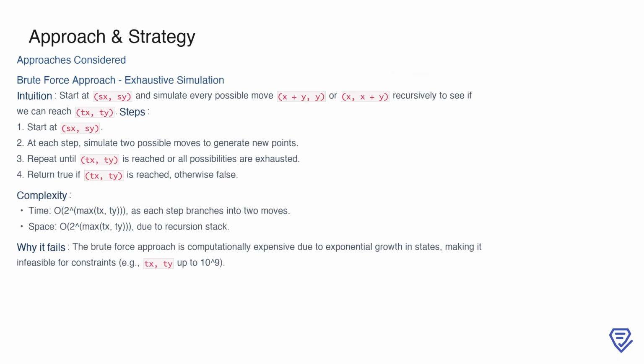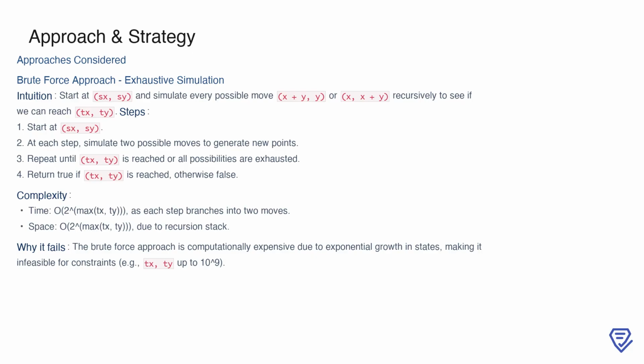To solve the reaching points problem, we initially consider a brute force approach. The intuition here is fairly straightforward. Start at the initial point, Sx, Sy, and simulate every possible move by applying the two transformations, x plus y, y, or x, x plus y, recursively. At each step, we generate new points and check if we can eventually reach the target point, Tx, Ty. If we do, we return true, otherwise, we return false.